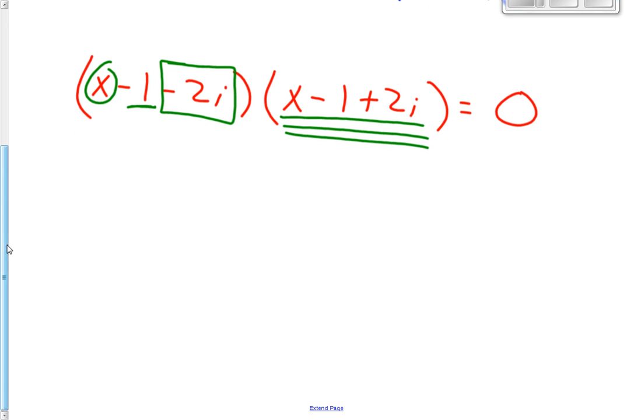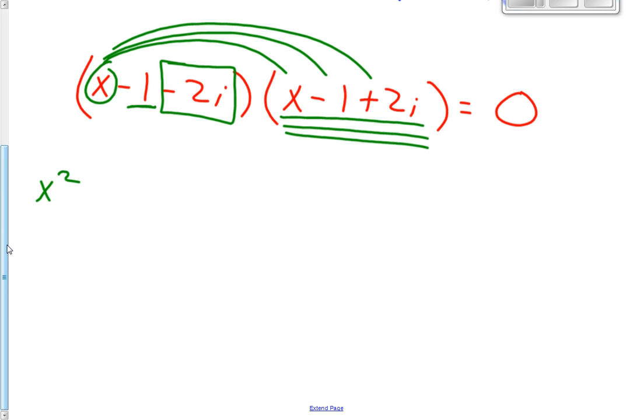So let's first distribute this x to all 3 of these terms. Here we go. We have x times x, which is x squared. x times a negative 1, which is a negative x. And x times a positive 2i is a positive 2ix. It looks weird, but that's how we're going to write it.